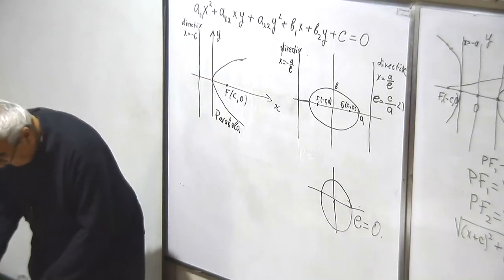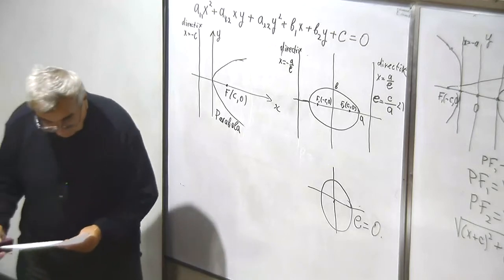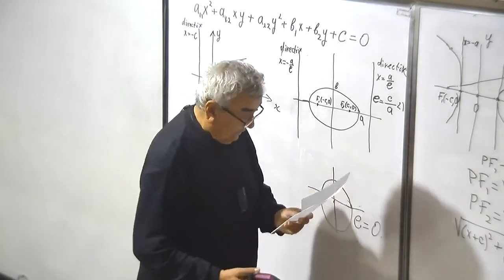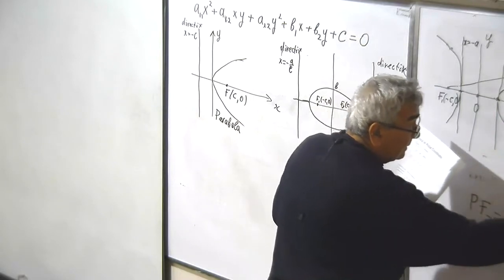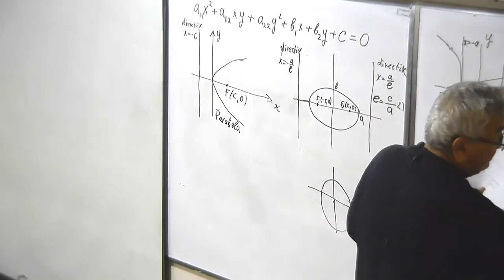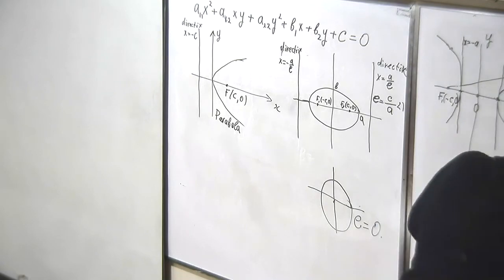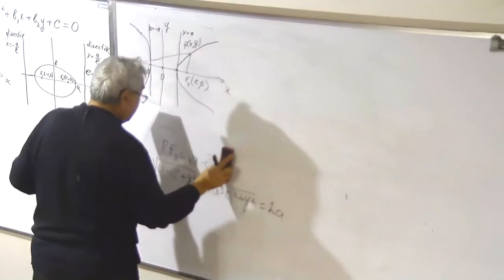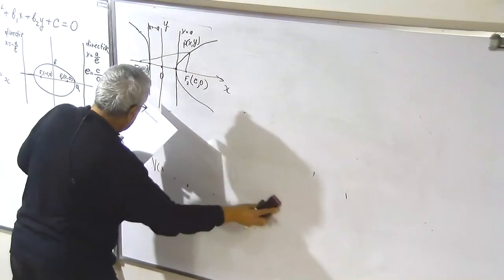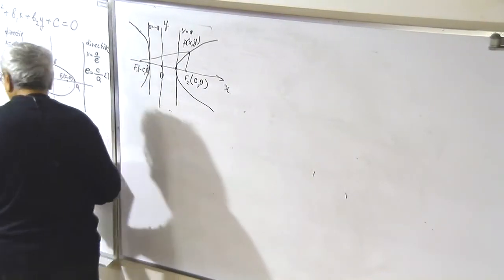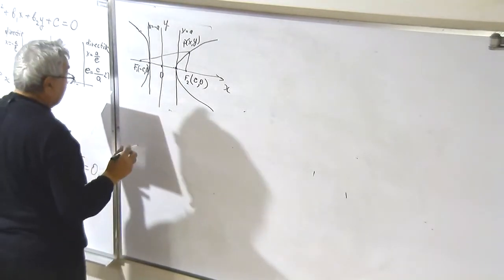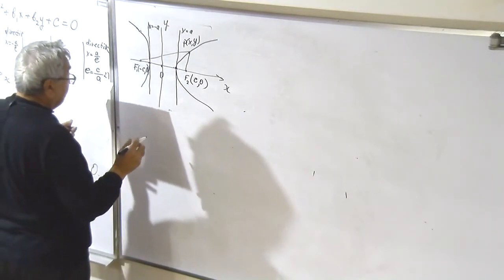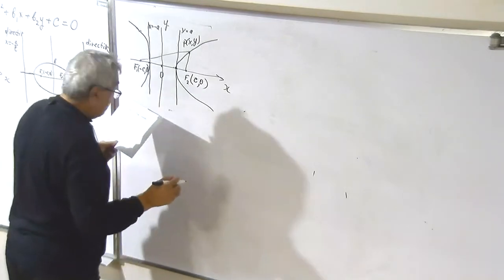And at last, for this case, I will not plot the graph. I will use the same. Now I will find what the directrix will be. It is better to plot a new one.